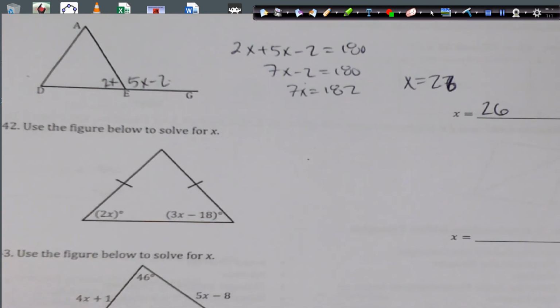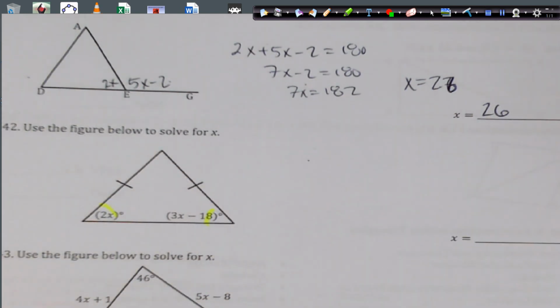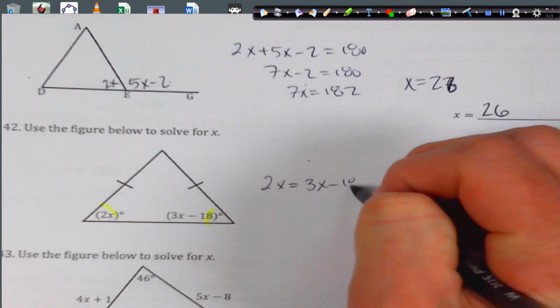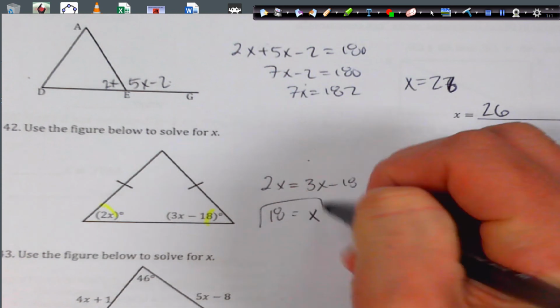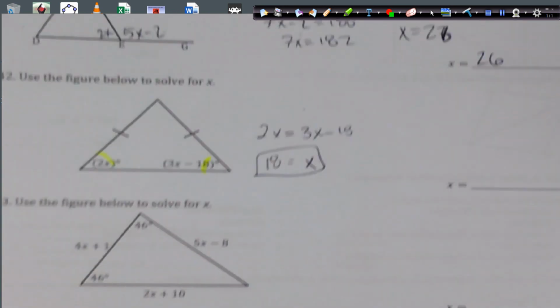Solve for this isosceles. Again, we know our base angles are congruent, so we just set them equal to each other. And this one's going to be really fast. Subtract the 2x over, I get x. Add the 18 over, and I'm done. That was too easy. Okay.